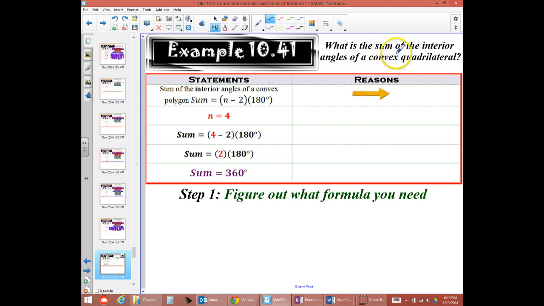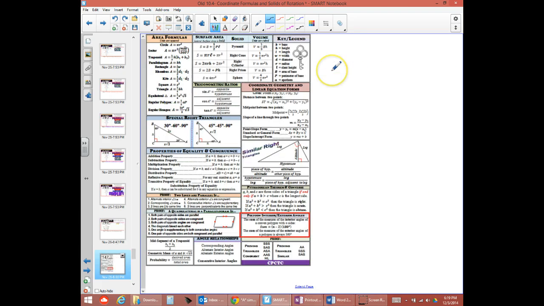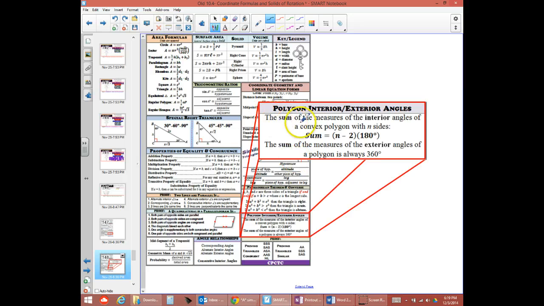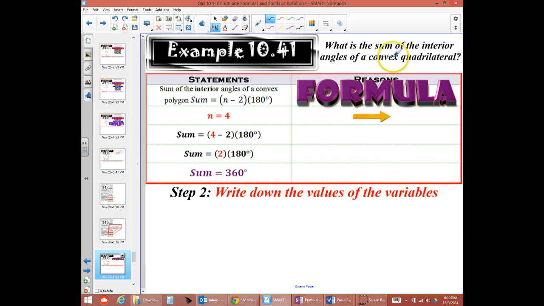Okay, what is the sum of the interior angles of a convex quadrilateral? All right, we're talking about polygon interior and exterior angles. Look at that. The sum of the measures of the interior angles of a convex polygon with n sides. Right there. It's written for you on the cheat sheet. It's done for you. The sum of the exterior angles is also right there. So now, of a convex quadrilateral.